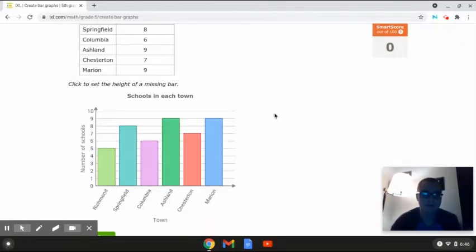And there we go. So the answers for this problem are 8 and 9 because we took a look and saw that we needed 8 for Springfield and 9 for Ashland. So we dragged the bars up for 8 and 9. And that is how to solve this problem. So I'm going to be doing one more with you guys.